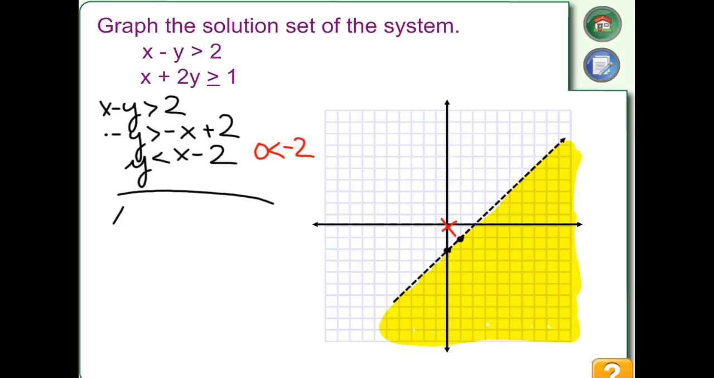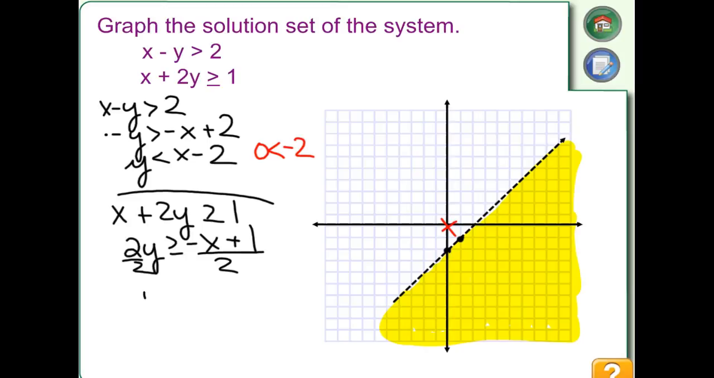Once again, we've got to get y alone. It's got to be in slope-intercept form. So we've got 2y is greater than or equal to -x. We have to subtract x to the other side. And we've still got to divide everything by 2. So y is greater than or equal to -1/2 x plus 1/2.